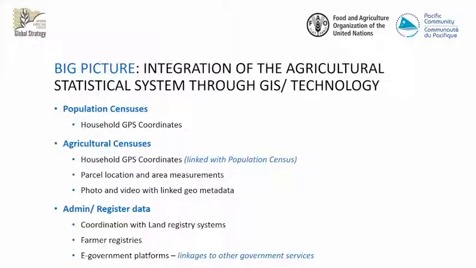Other areas of work is the administrative and register data. So here we can form coordination mechanisms with existing systems like land registry departments. Some countries have farmer registries, if they are available. And some countries even have e-government platforms where data is shared across a common network.